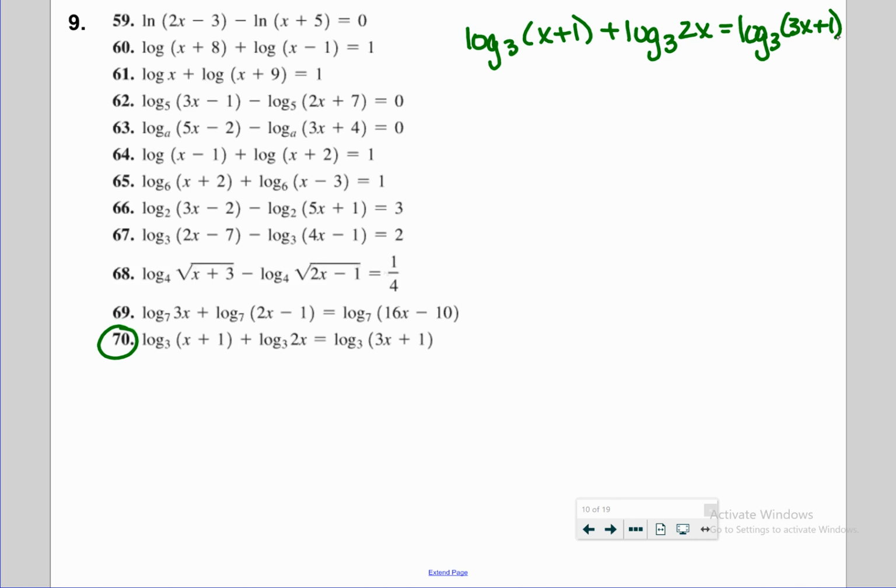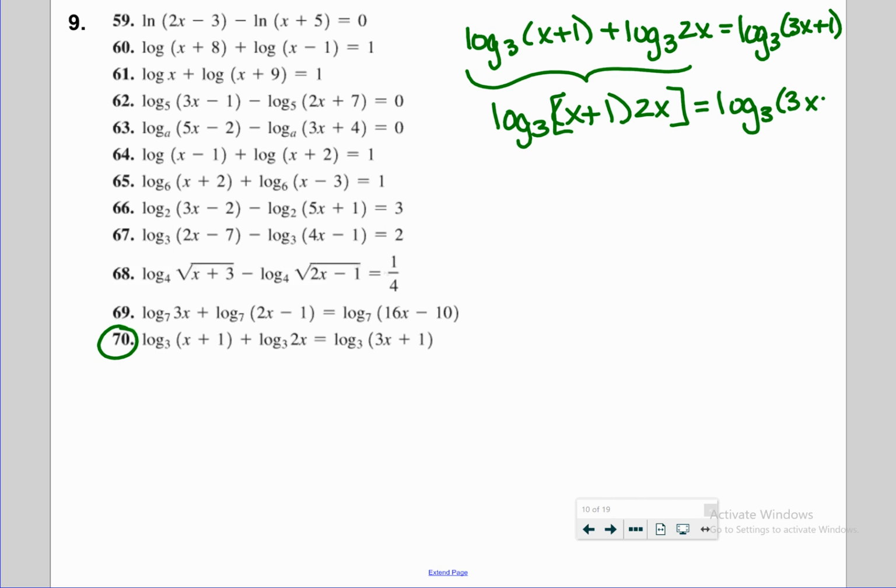So if I want to condense those, I can change that addition to what? Multiplication. The log base stays the same. So log base 3, and then x plus 1 is going to get multiplied by 2x, and that's all inside the log like that. Okay. And you can simplify it a little bit more. I can distribute my 2x in. So I can make it 2x squared plus 2x.